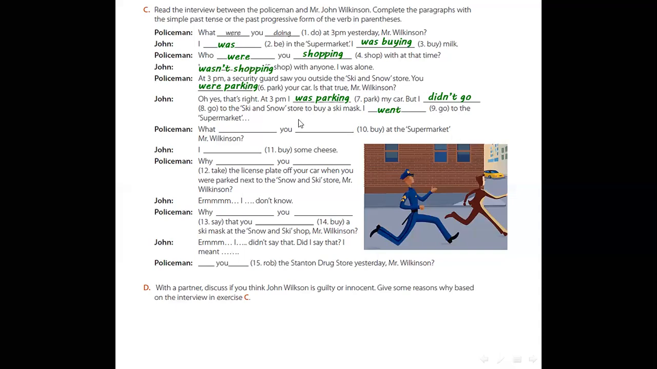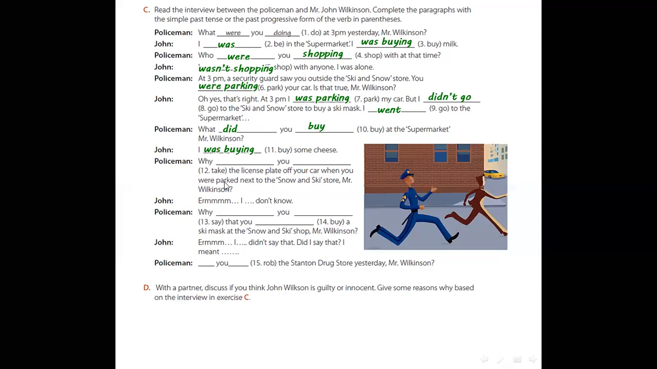This is a question. What did you buy at the supermarket, Mr. Wilson? Here we will use did. Excellent. Did you buy? What did you buy at the supermarket, Mr. Wilson? Some cheese. Very good. I was buying some cheese.